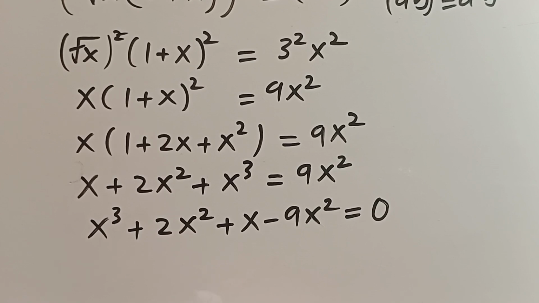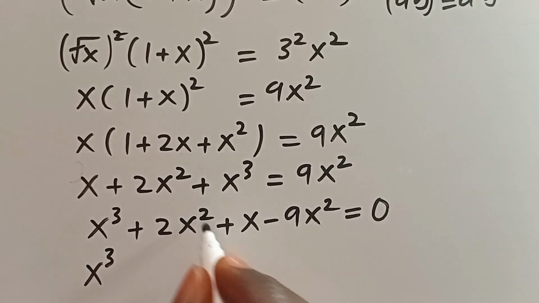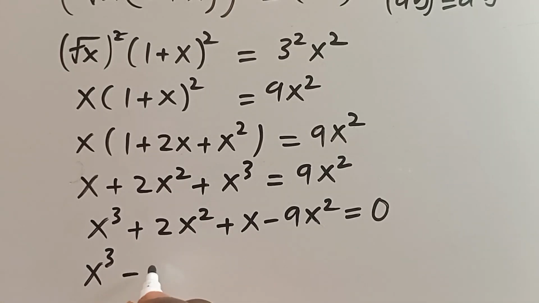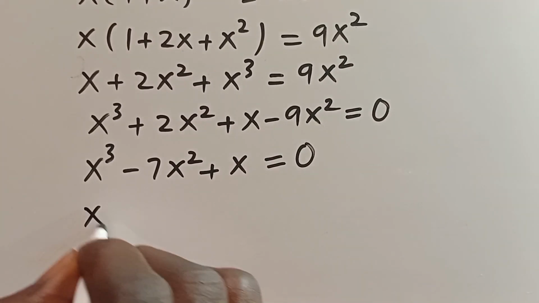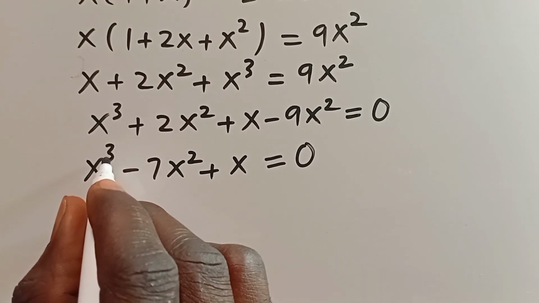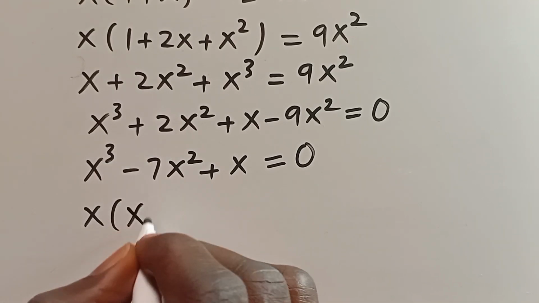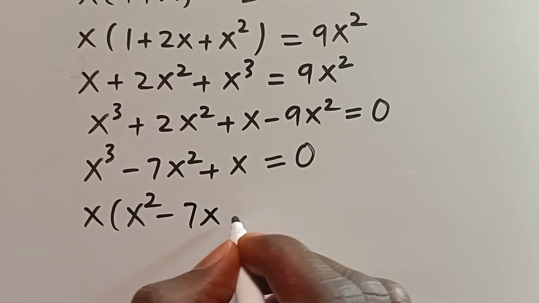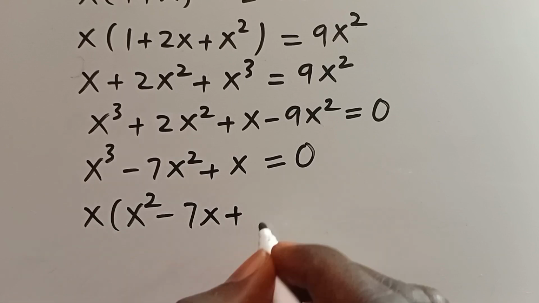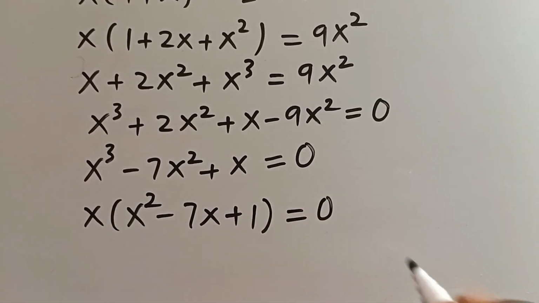Then from here, we have x to the power of 3, and 2x squared minus 9x squared will be minus 7x squared, then plus x equals 0. We can see that x is common, so we can factor it out. Let's factor it out. This x cubed divided by x will be x squared, minus 7x squared divided by x will be minus 7x, plus x divided by x will give us 1. Then we have everything equal to 0.